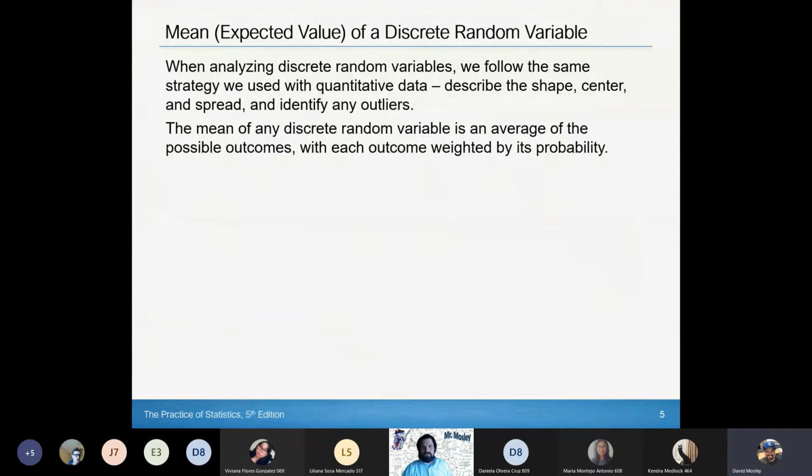The mean or expected value of a discrete random variable. When analyzing discrete random variables, we follow the same strategy we used with quantitative data. We're going to describe shape, center, and spread, and identify outliers. The mean of any discrete random variable is an average of the possible outcomes, with each outcome weighted by its probability. When we were considering quantitative data previously, we were typically looking at situations where each outcome was equally likely. So we didn't have to account for the fact that some outcomes had a higher probability of occurring than others. Now we have to take that into consideration, which is why each outcome is weighted by its probability.